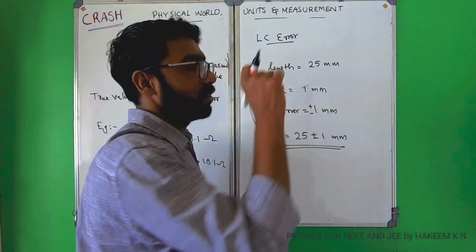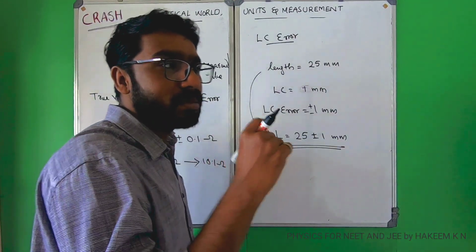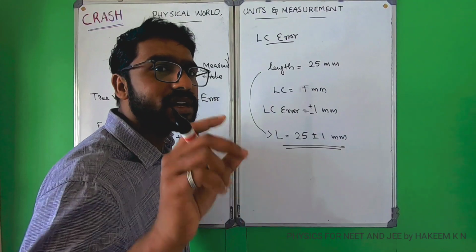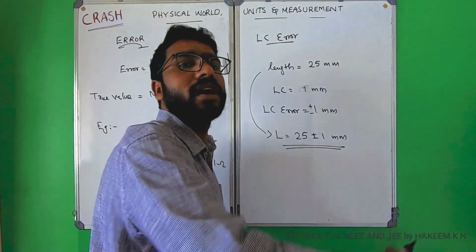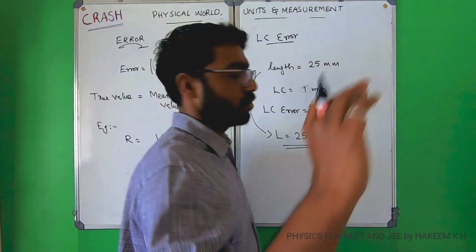Then we have to take the least count error. That is, the least count is the minimum value that can be measured with the device. That least count is the maximum possible error. Least count is the maximum possible error in careful measurements.